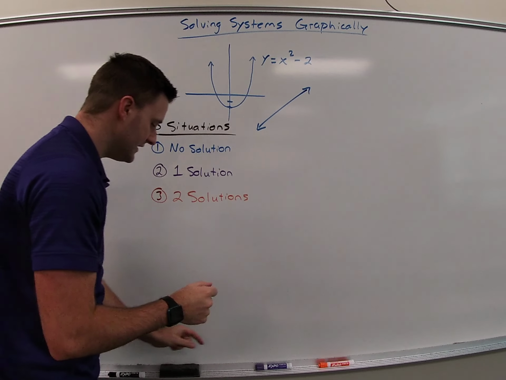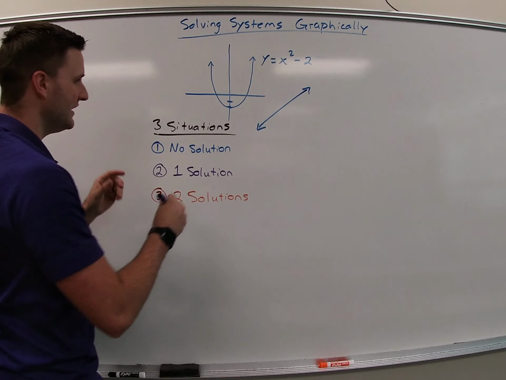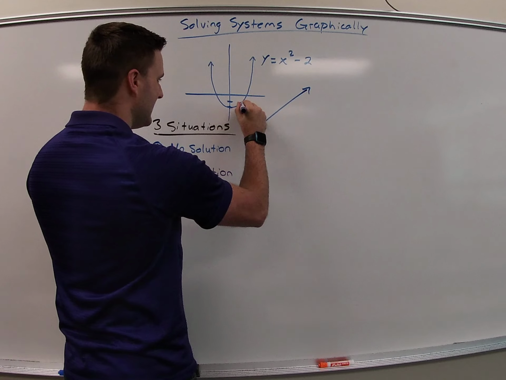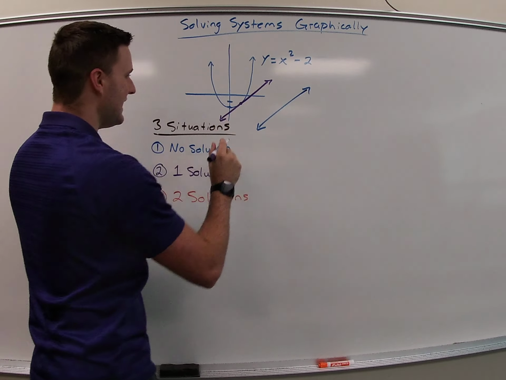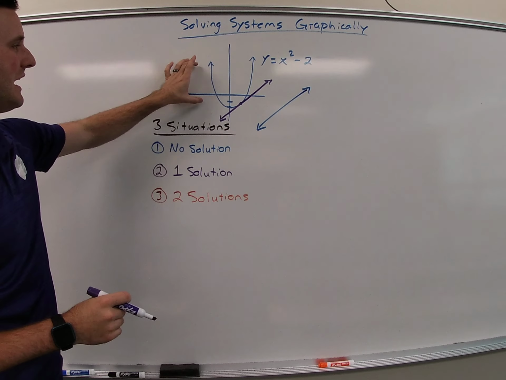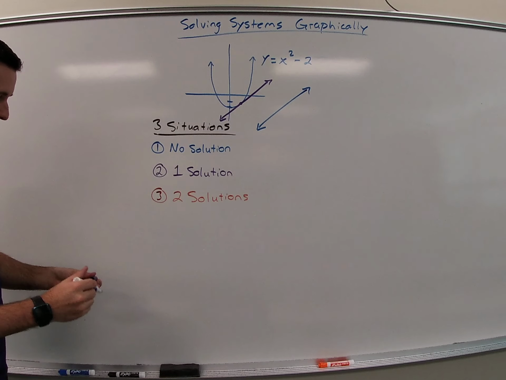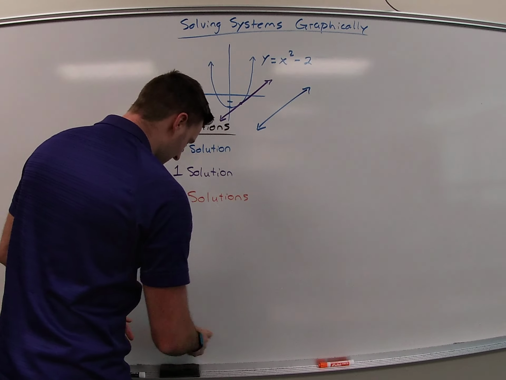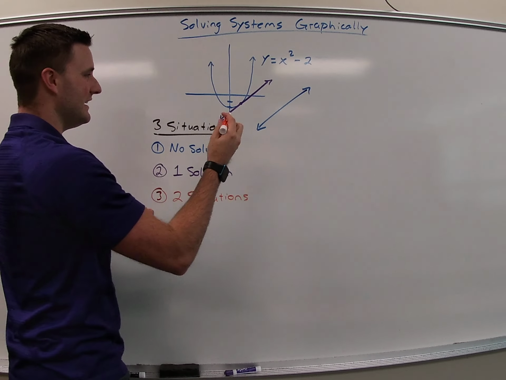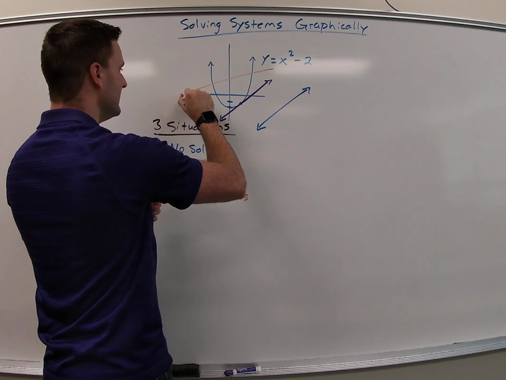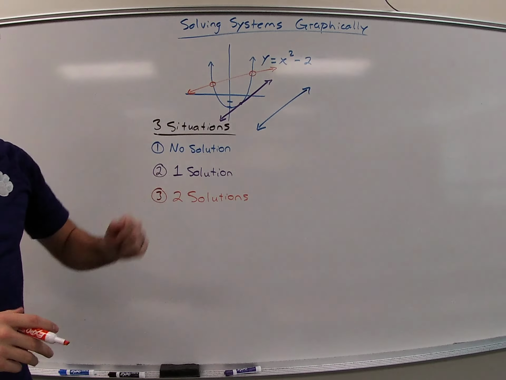Then the hardest one to see sometimes is a situation where I have one solution. So this is like the point where it only hits this one point and one point only. So I have a straight line and a parabola where they only cross at one point and exactly 1 point. Then we have situations where I have two solutions. So that's where I graph my parabola, and then I have a line that goes right through these, and I have two solutions, meaning it crosses at two separate points.